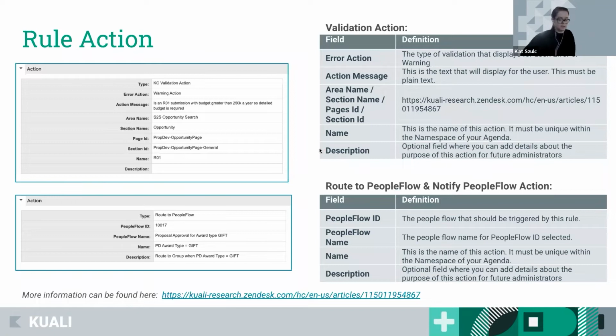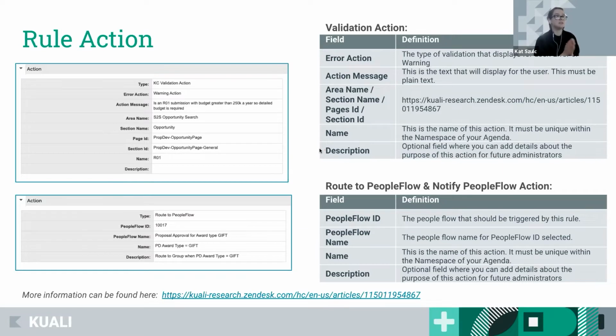And then the last piece of the agenda rule is the action. So what is the action that the system is going to execute when the rule that I've identified is true or false, depending on how I've set it up? And again, there are three types of actions that could be executed.